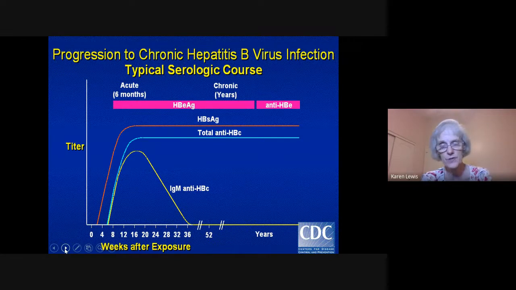And of course, the surface antigen will be positive, but if it's chronic, you won't have any IgM antibody to hepatitis B core. If it's an acute infection, you will have both the surface antigen, total antibody, and often you'll get that IgM.